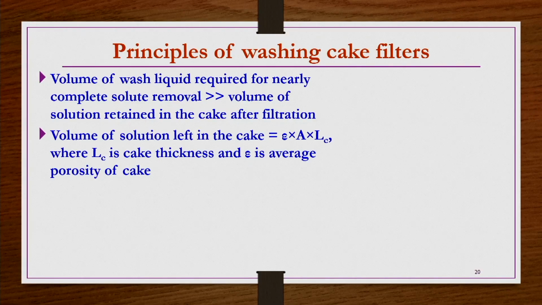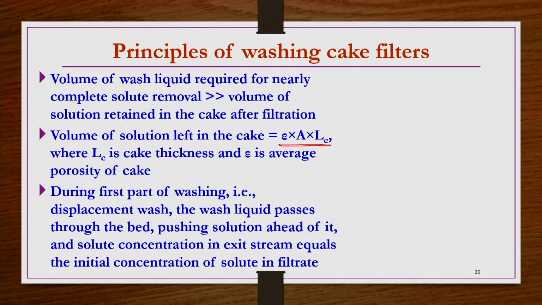Let us say if LC is the cake thickness and epsilon is the average porosity of the cake which you want to wash, and A is the cross sectional area of the cake, then epsilon A LC is the volume of solution left in the cake. So, whatever the volume of wash liquid is there, that is going to be much higher than this value epsilon A LC.